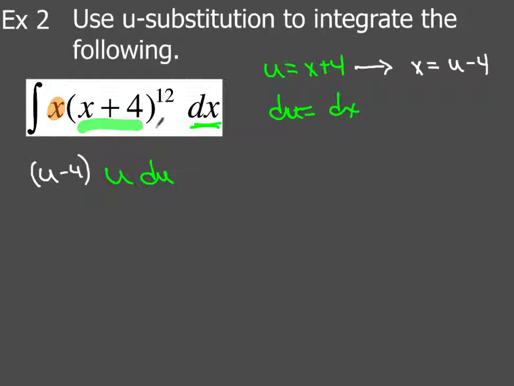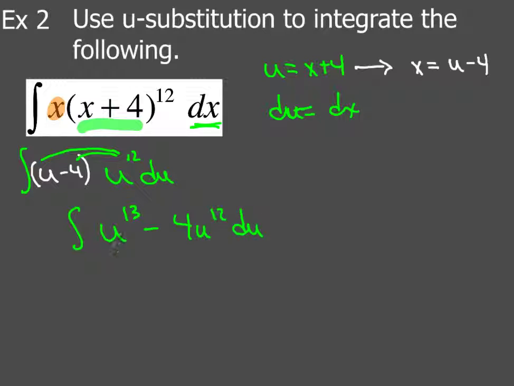Now remember, this u piece was to the 12th power, so we're going to have u to the 12th power, and then u minus 4. That way I've got all of the pieces covered, and I'm good to go. Where do we go from here? I'm glad you asked. Since we have the product of two things, we can easily distribute this u to the 12th into both of those terms, and that's all you're going to do. So we're going to end up with the integral of u to the 13th power minus 4u to the 12th power, and of course don't forget the du.